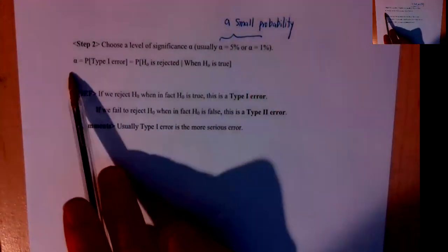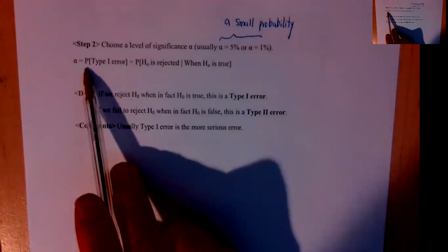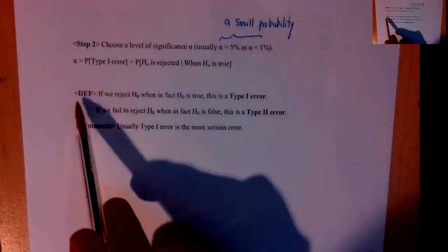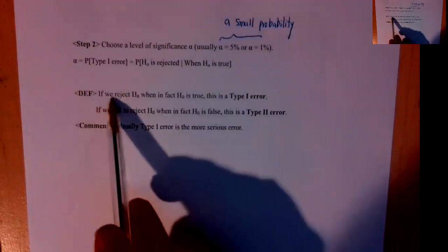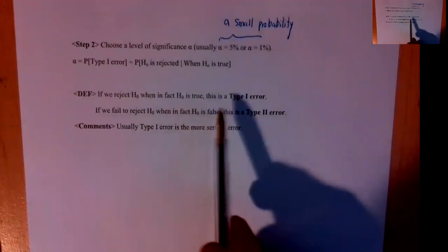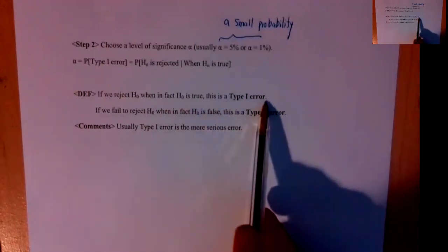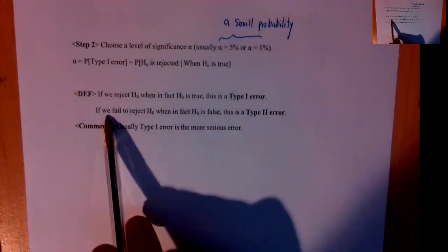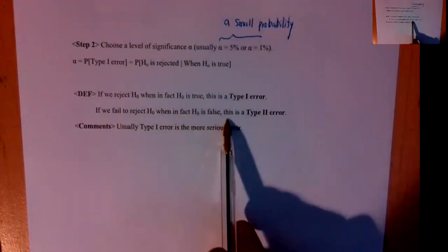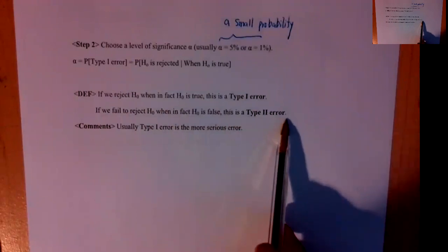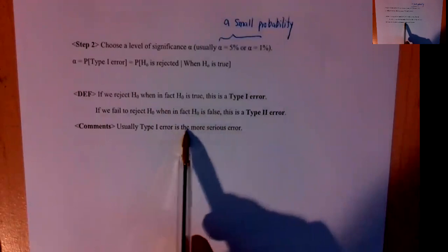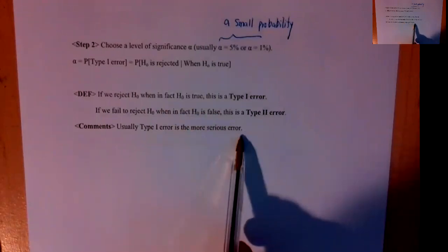Now, what's alpha? Alpha is the probability of making type 1 error. And what's type 1 error? Let's look at the definition. If we reject H naught, when in fact H naught is true, this is a type 1 error, okay? If we fail to reject H naught, when in fact H naught is false, this is a type 2 error, okay? And usually type 1 error is the more serious one, okay?